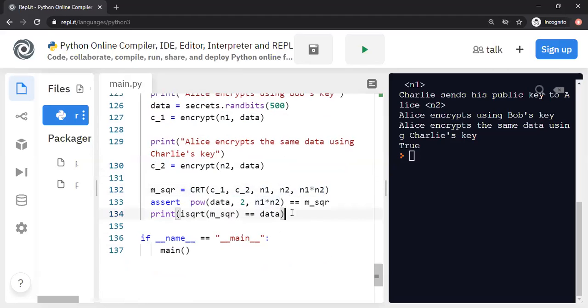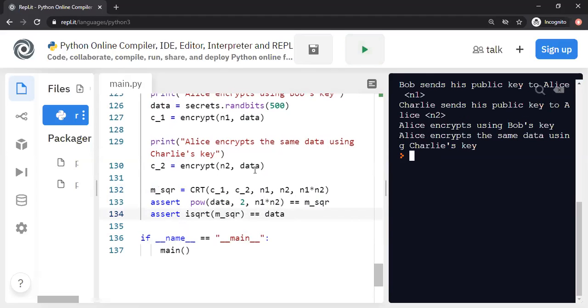And all we are doing is, after we are done with the Chinese remainder theorem, we check that the output is nothing but the square of the data, the square of the message. And then we take the square root of the output of the Chinese remainder theorem, and we assert that that is nothing but the data we encrypted. Okay, we can just put an assert. If there is something wrong, the assert will fail, right? Let's run it now.